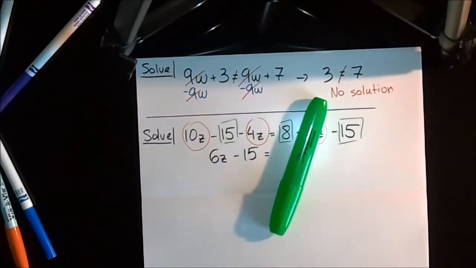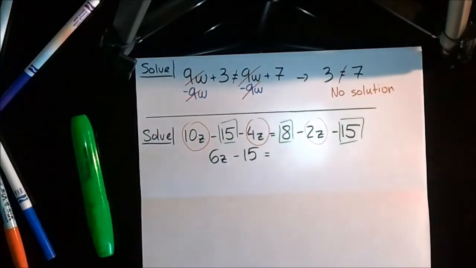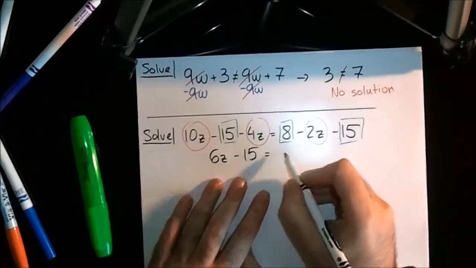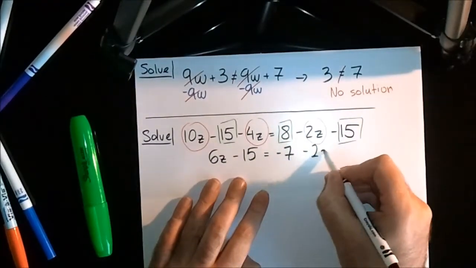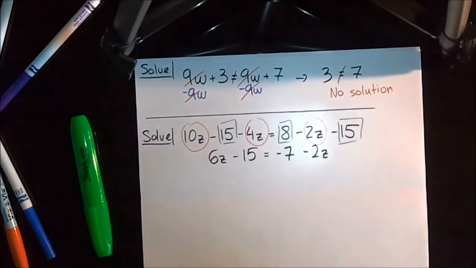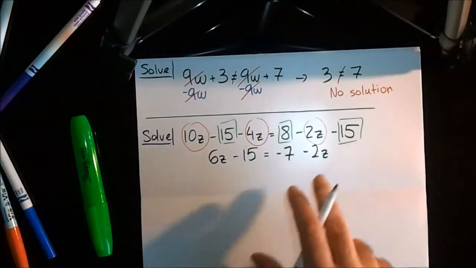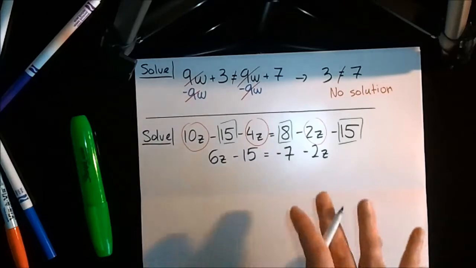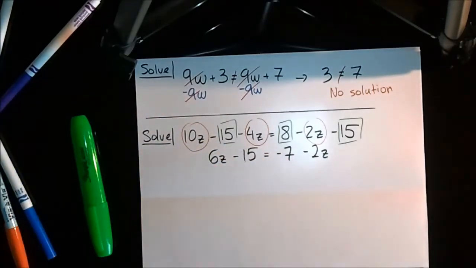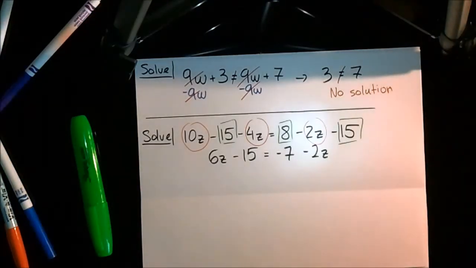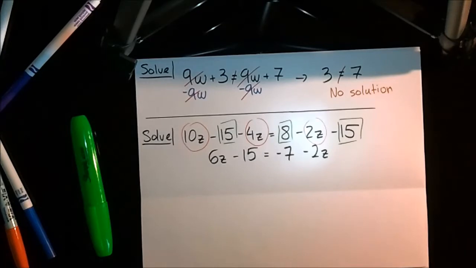What's 8 minus 15? 8 minus 15 is a negative 7. And I have to write the minus 2z, sorry, negative 7 minus 2z, and I have to write that minus 2z because I can't combine that z term with the other z terms. They're on different sides. Now it looks like a problem just like this one that we did just a little bit ago.